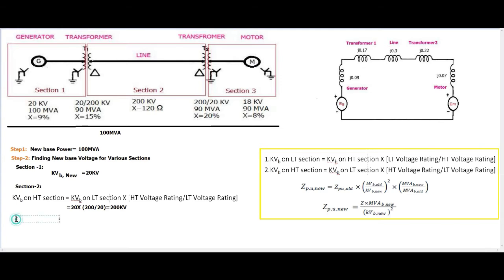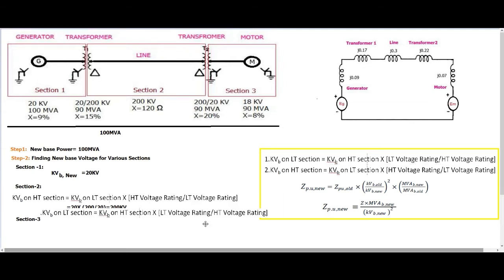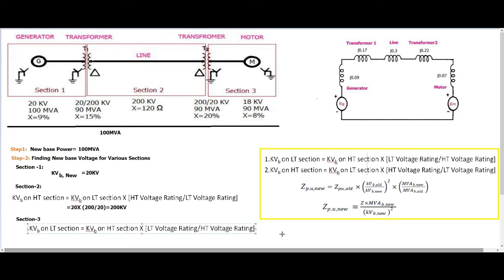So similarly, for section 3 we have to find out. For section 3, the secondary winding of transformer 2 lies in section 3, which is nothing but the LT section. Now, the formula to be used is KVB on the LT section. We are going to find out KVB on the LT section of transformer 2, correct, hence we have to use this formula. Okay, now substituting the values, here it is equal to KVB on the HT section.